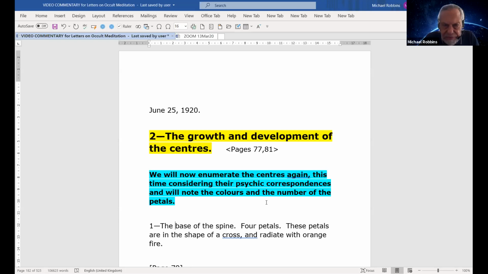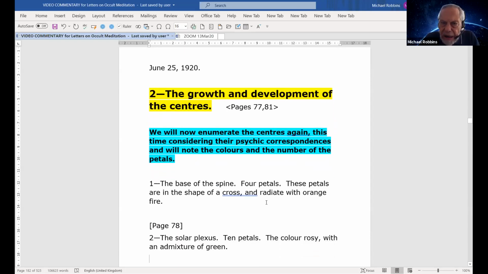So the first center, the base of the spine, 4 petals. We're in the 4th round, and the number 4 is the anchor. It tells us that the base of the spine has much to do with rooting us on the 4 lower ethers, and to a certain extent in the dense physical vehicle of man.